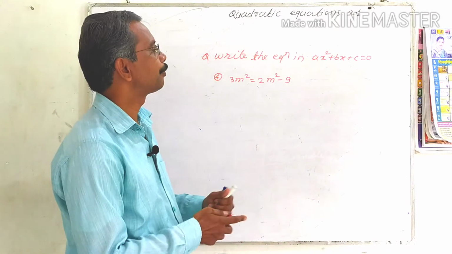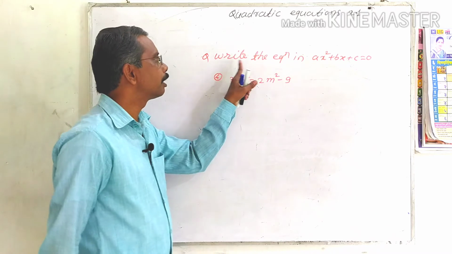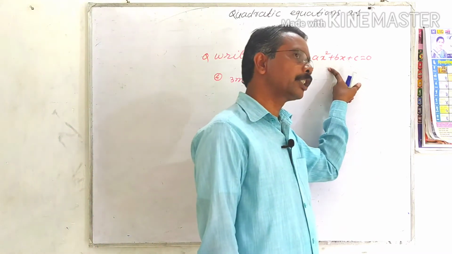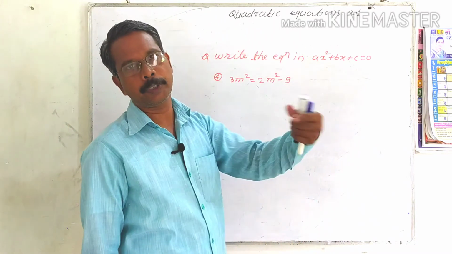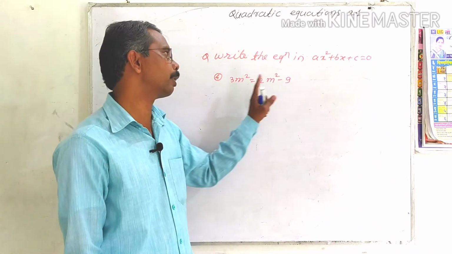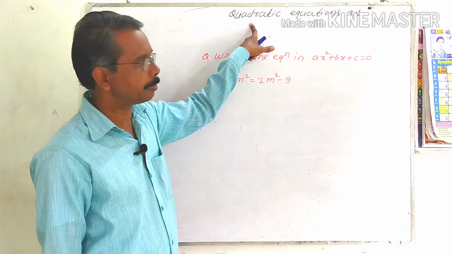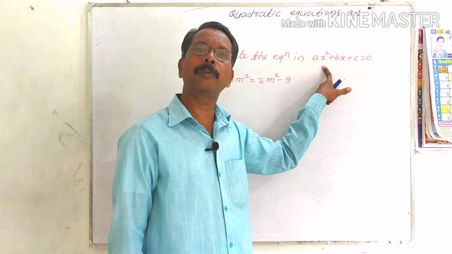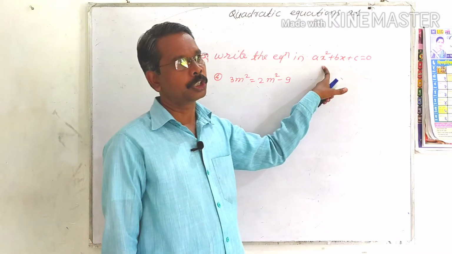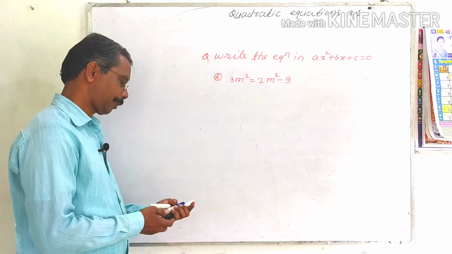Look at this. Our question is: write the equation in the form ax square plus bx plus c equal to 0. That means we have to write the equation as a quadratic equation, because it is the general form of a quadratic equation. So let us see.